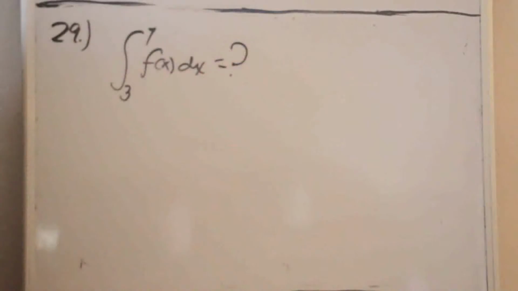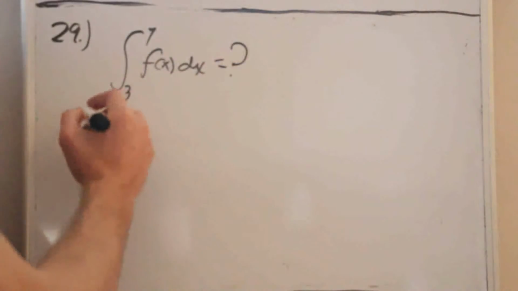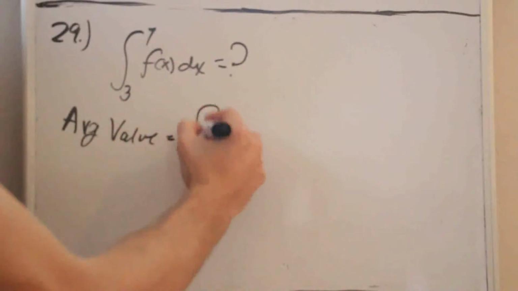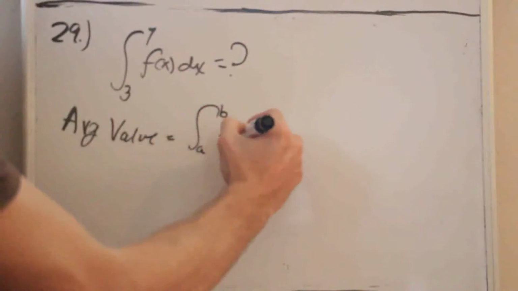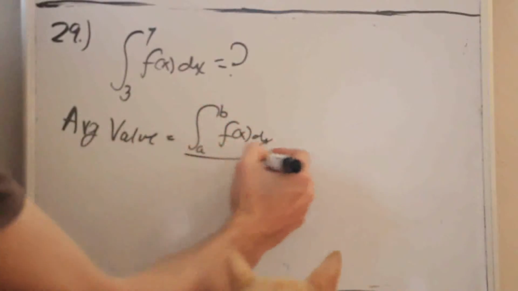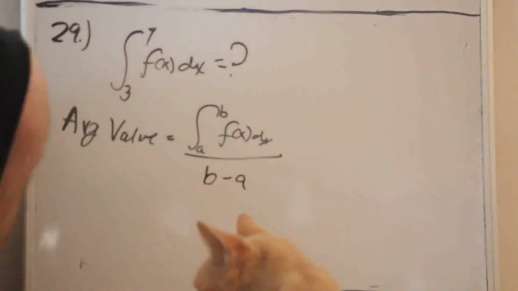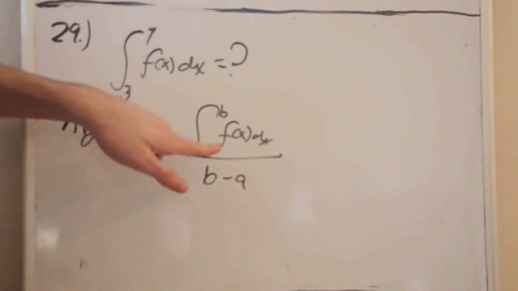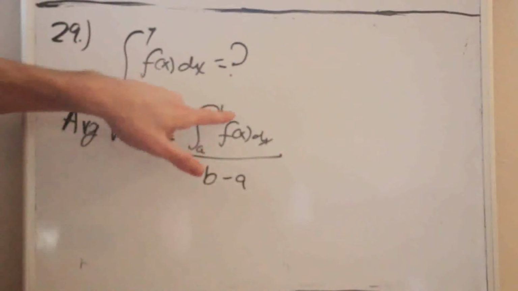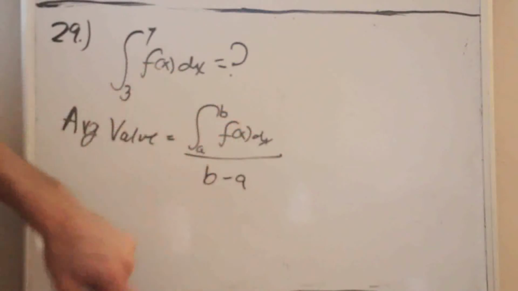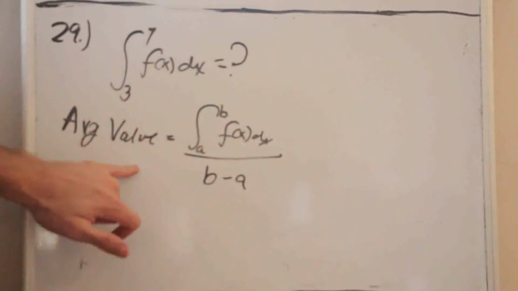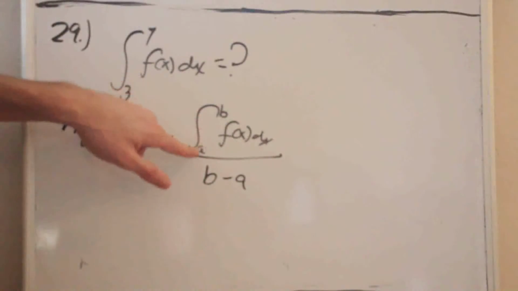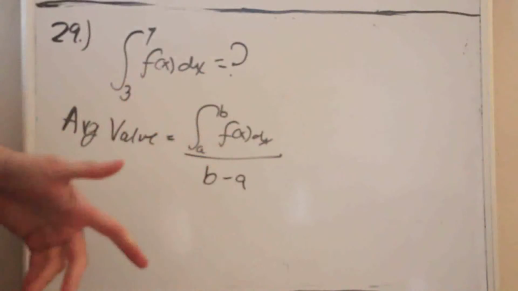Okay. Well, to understand this, we just have to understand how to get the average value of a function. So the average value of a function is specifically this. It equals the integral from a to b of f of x dx over the width of the interval, b minus a. So the average value of a function f of x on an interval from a to b is the integral from a to b of f of x over the width of the interval.